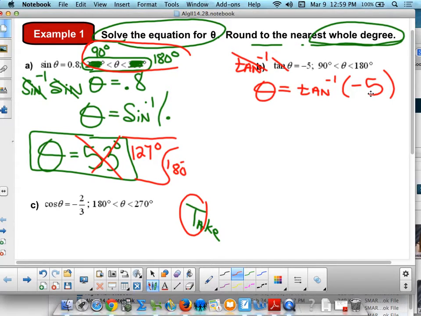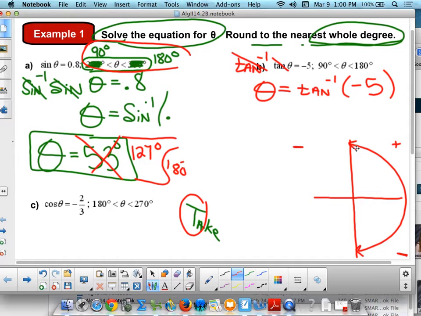If you're given a negative ratio, where's tangent negative? Tangent's negative where? 2 and 4. Your calculator's been programmed to give you answers for inverse tangent between 1 and 4. So when you punch this in, go ahead, punch. Inverse tangent of negative 5 is what degree? Just round to the nearest degree.